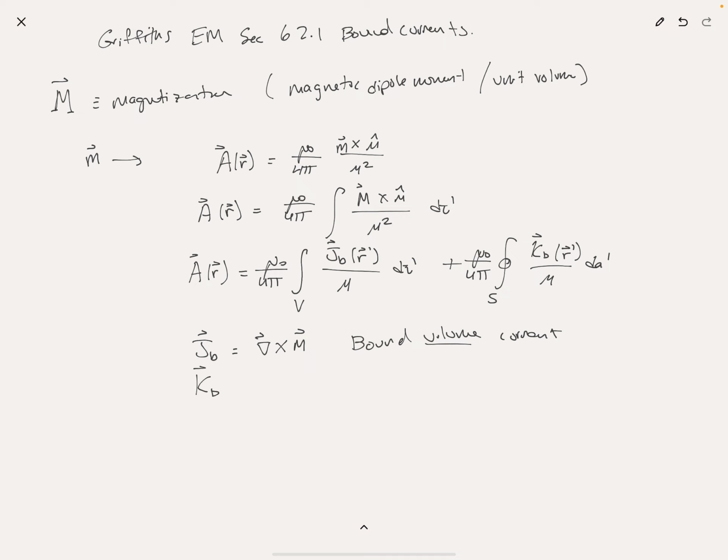And K_b is my bound surface current, which is now the magnetization crossed with n hat, where n hat is the surface perpendicular vector. So if you know what the magnetization is, you can then go ahead and figure out what the bound currents are. And if you know what the bound currents are, you can find the magnetic vector potential.